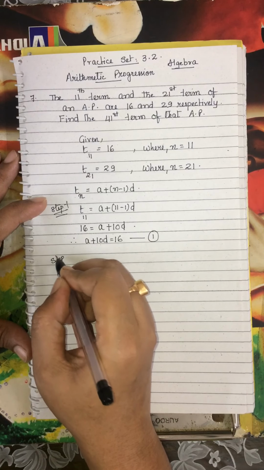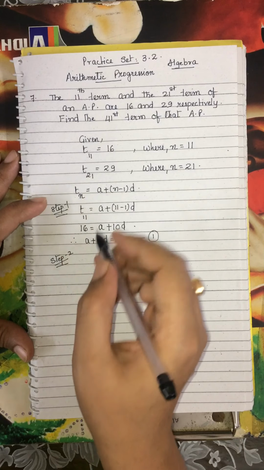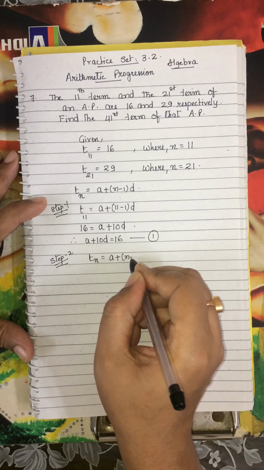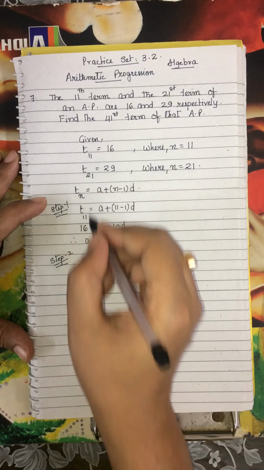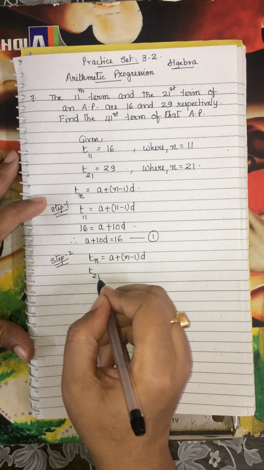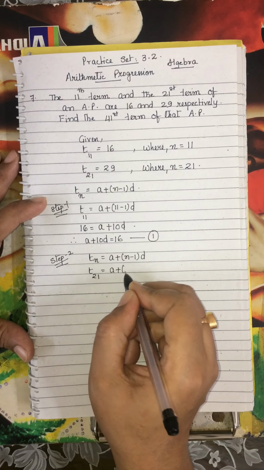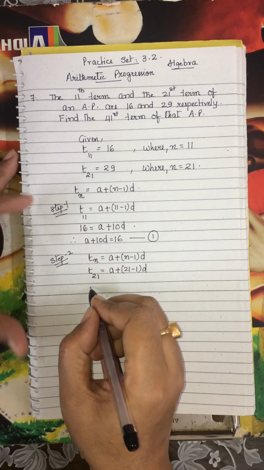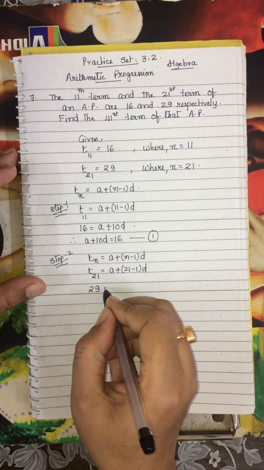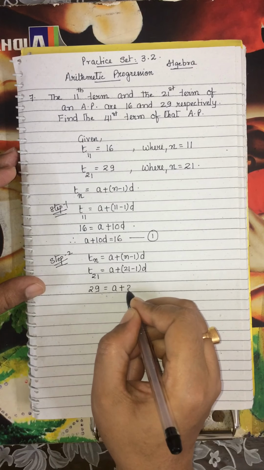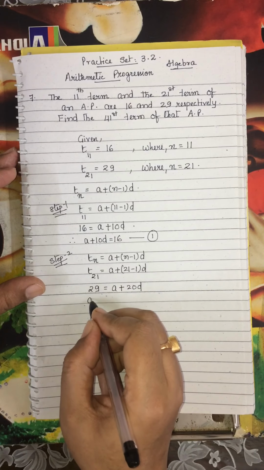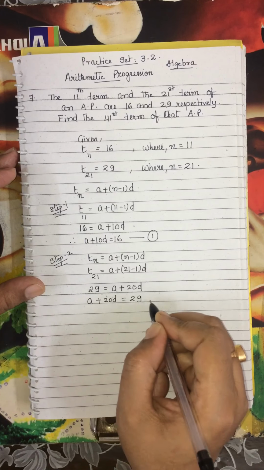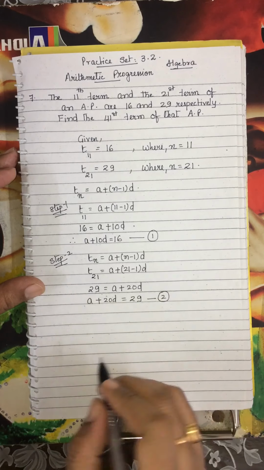Let us see in a similar manner T21. Take again the general term a plus n minus 1 into d, and if we are finding T21, in place of n we have to put 21. The value of T21 is already given to us as 29, so a plus 20d is equal to 29. Write it in a proper manner, rearrange it, that's all. We got the second equation also.